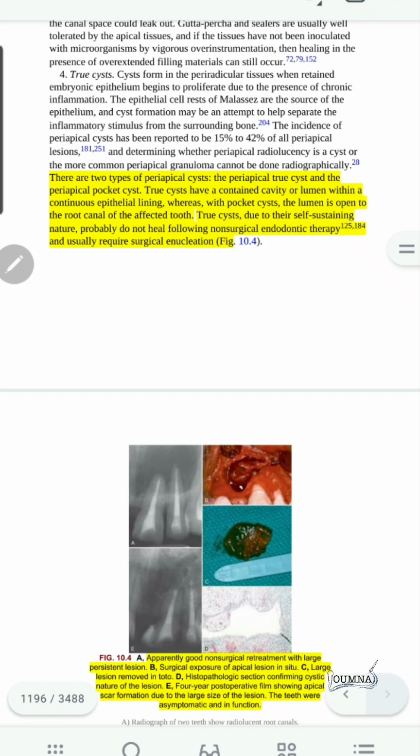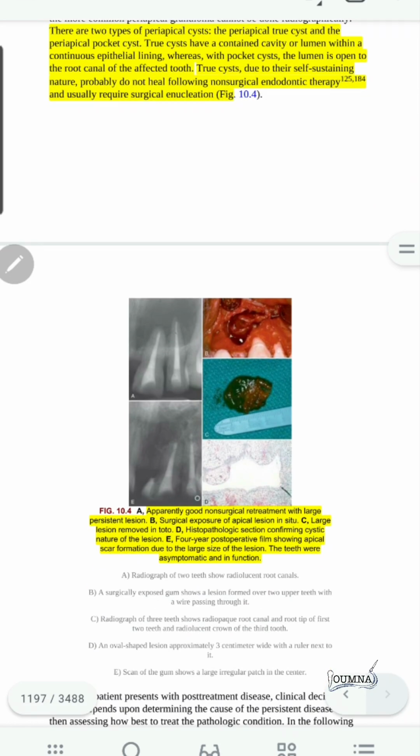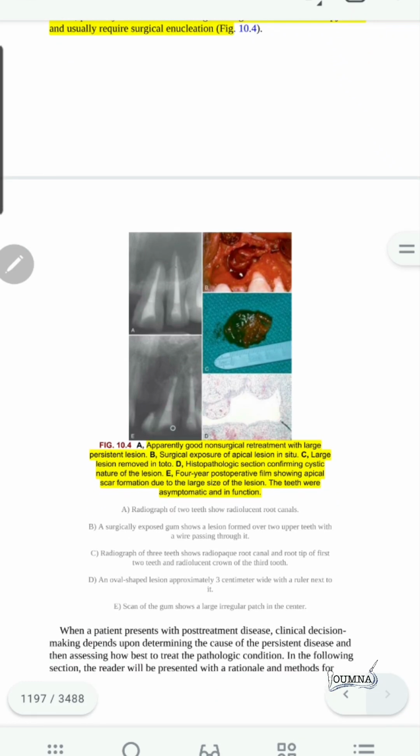As for the lack of healing of some endo-treated teeth, we must get suspicious that we are dealing with a cyst, not a periapical lesion. So in this case, for example, apparently there was a good non-surgical retreatment, and this lesion was persistent. After we extracted it surgically, it was a cyst, and we see that after 4 years, a scar has been formed, because the lesion was actually big.